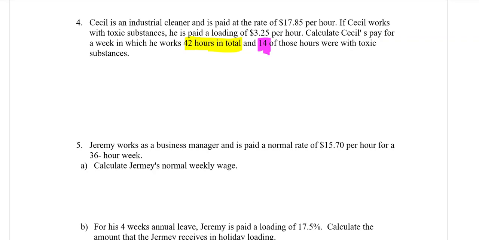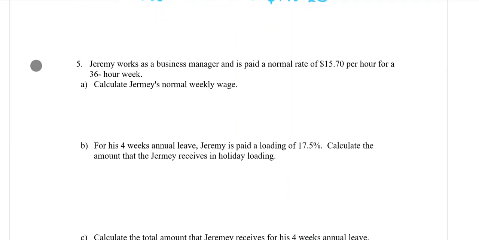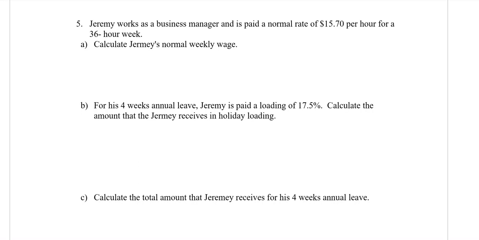So for working 42 hours, he would get 42 times the $17.85. That would be normal pay for 42 hours of work. But he is getting an extra loading, which means I want to add on the extra part that he's going to get, which is going to be $3.25 for all of his hours that were worked with toxic substances. So he worked 14 hours times the $3.25. That makes $795.20.